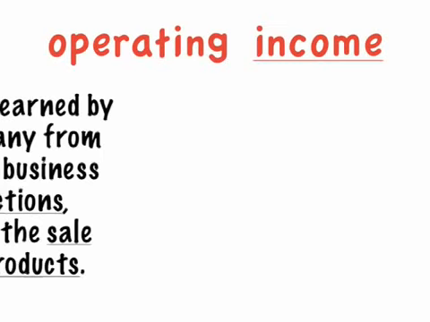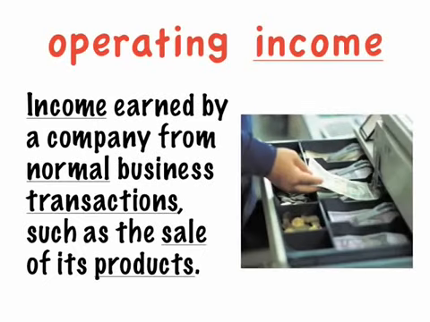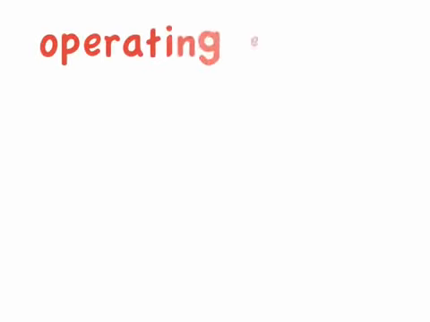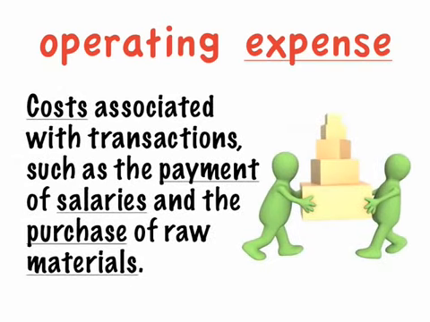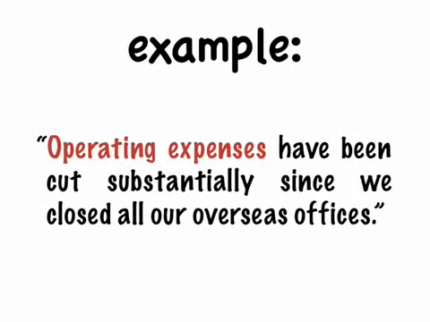Operating income. Operating income is income earned by a company through its normal business transactions, such as the sale of its products. Operating expense. Operating expenses are costs associated with those transactions, such as the payment of salaries and the purchase of raw materials. Operating expenses have been cut substantially since we closed all our overseas offices.